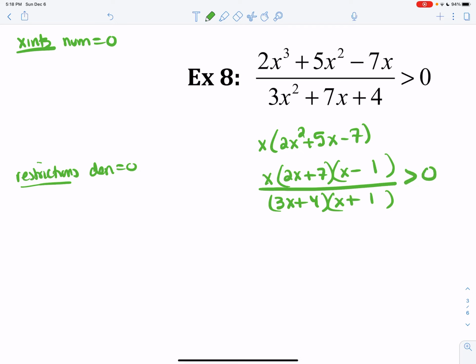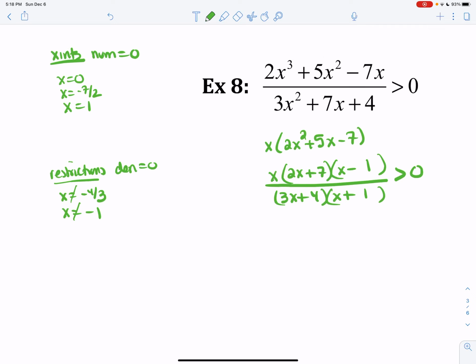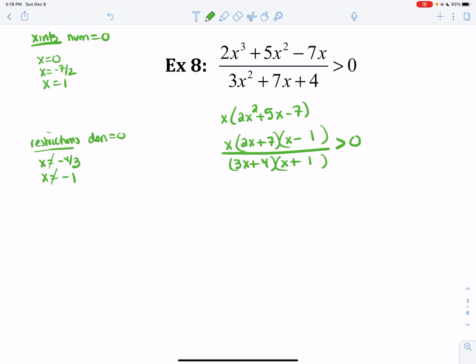So in terms of our x-intercepts, where the numerator is equal to 0, we have 3 critical key numbers. We've got x equal to 0, x equal to negative 7/2, and x equal to 1. In terms of the restrictions, or where the denominator is equal to 0, we have x equal to negative 4/3 and x equal to negative 1. So we want to make sure that we do not include those two particular numbers in our final answer. But we are going to use them when we look at our number line, listed on our number line.